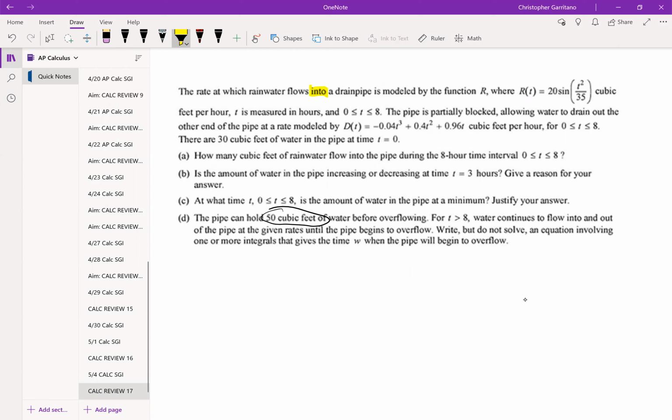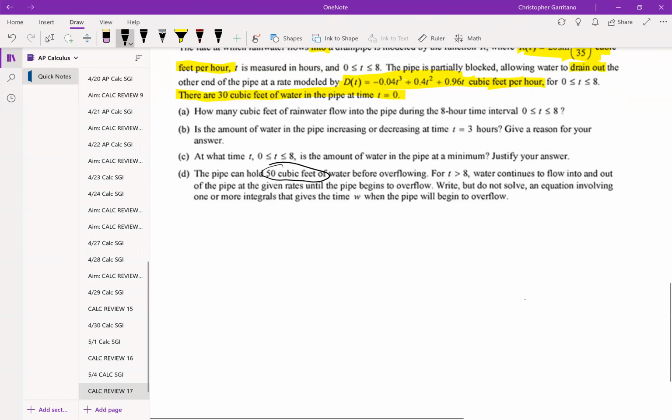So let's see, what do we have here? We have a rate in given by this function, and we have a rate out given by this function. Okay, and we're told that at the very start, there are already 30 cubic feet of water in the pipe at time t equals 0. So what we're interested in is when the amount of water in the pipe will hit 50 cubic feet. First, let's get an expression that represents the amount of water in the pipe at any given time.